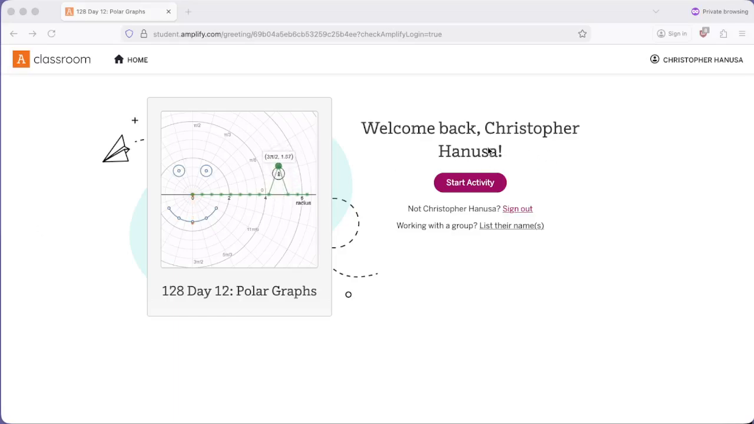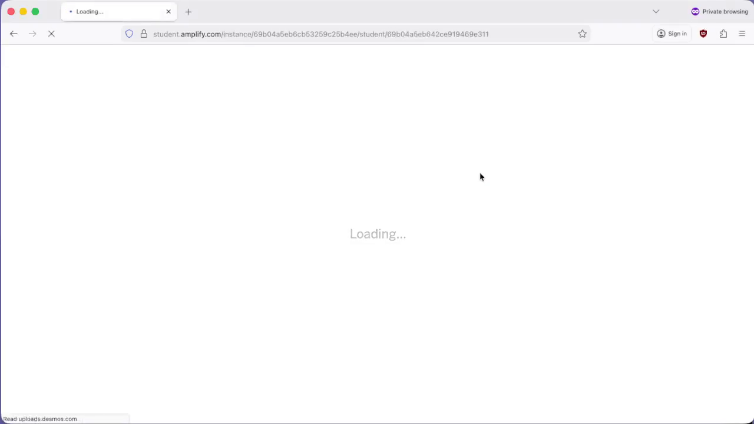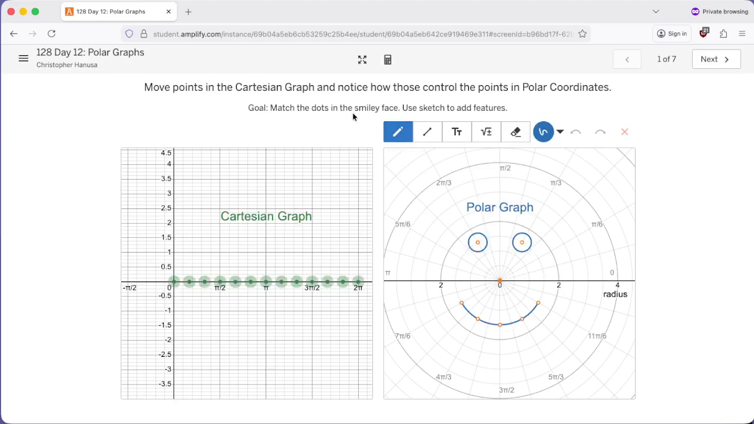Okay, today we are going to talk about polar graphs. So let's start the activity. Our goal here is to look at a Cartesian graph, which we're more familiar with, and see how that impacts the shape of a polar graph.